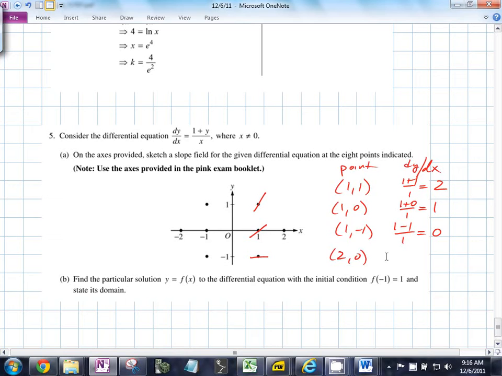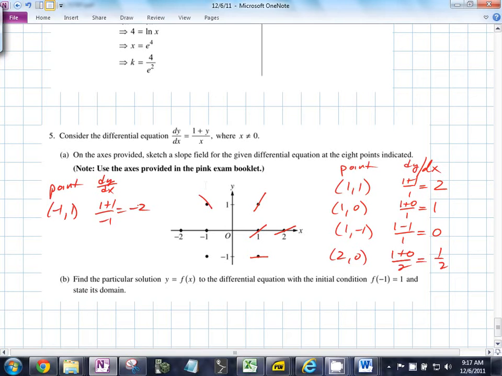And dy dx. What about the point negative 1, 1? 1 plus 1 over negative 2. That's a bad negative 2. Not always reflected. In this case, they're all nice. Yes, they're all nice.